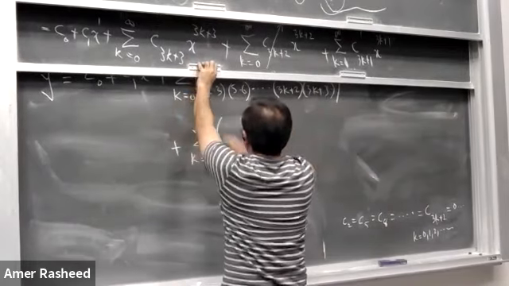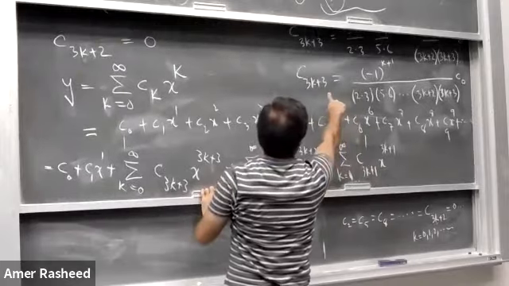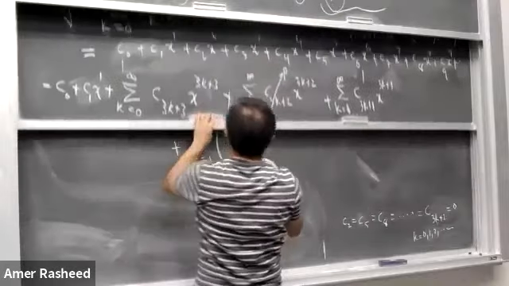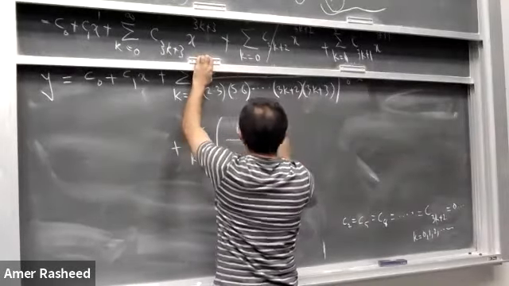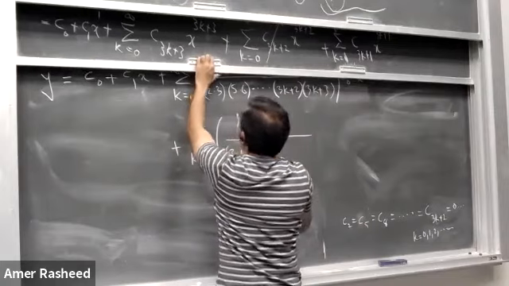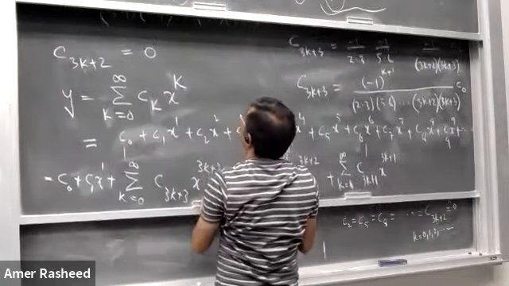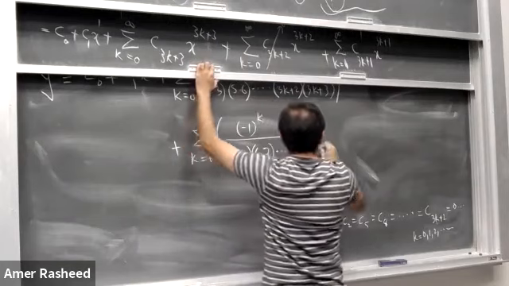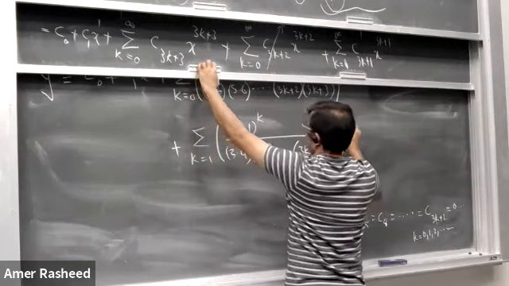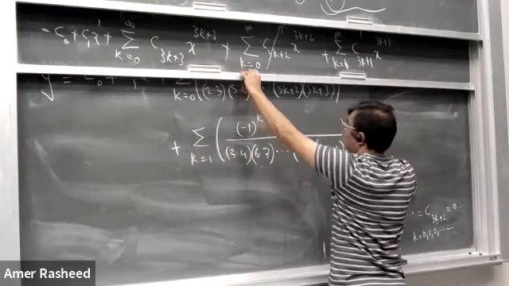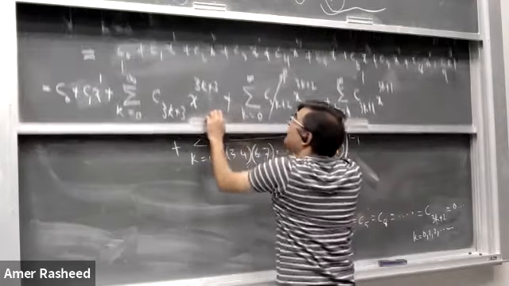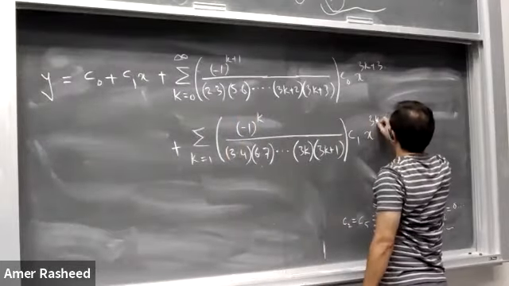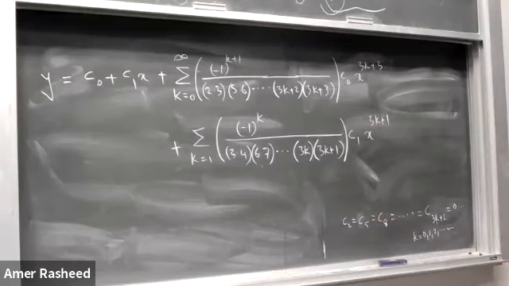C3k plus 1 की वैल्यू क्या आएगी? 3k plus 1 की वैल्यू वहां पे है -1 power k divided by 3 into 4 and then 6 7, so on 3k times 3k plus 1 times c1 ही आ रहा ना, c1 and then 3k plus 1 x power 3k plus 1. So this will be your solution.